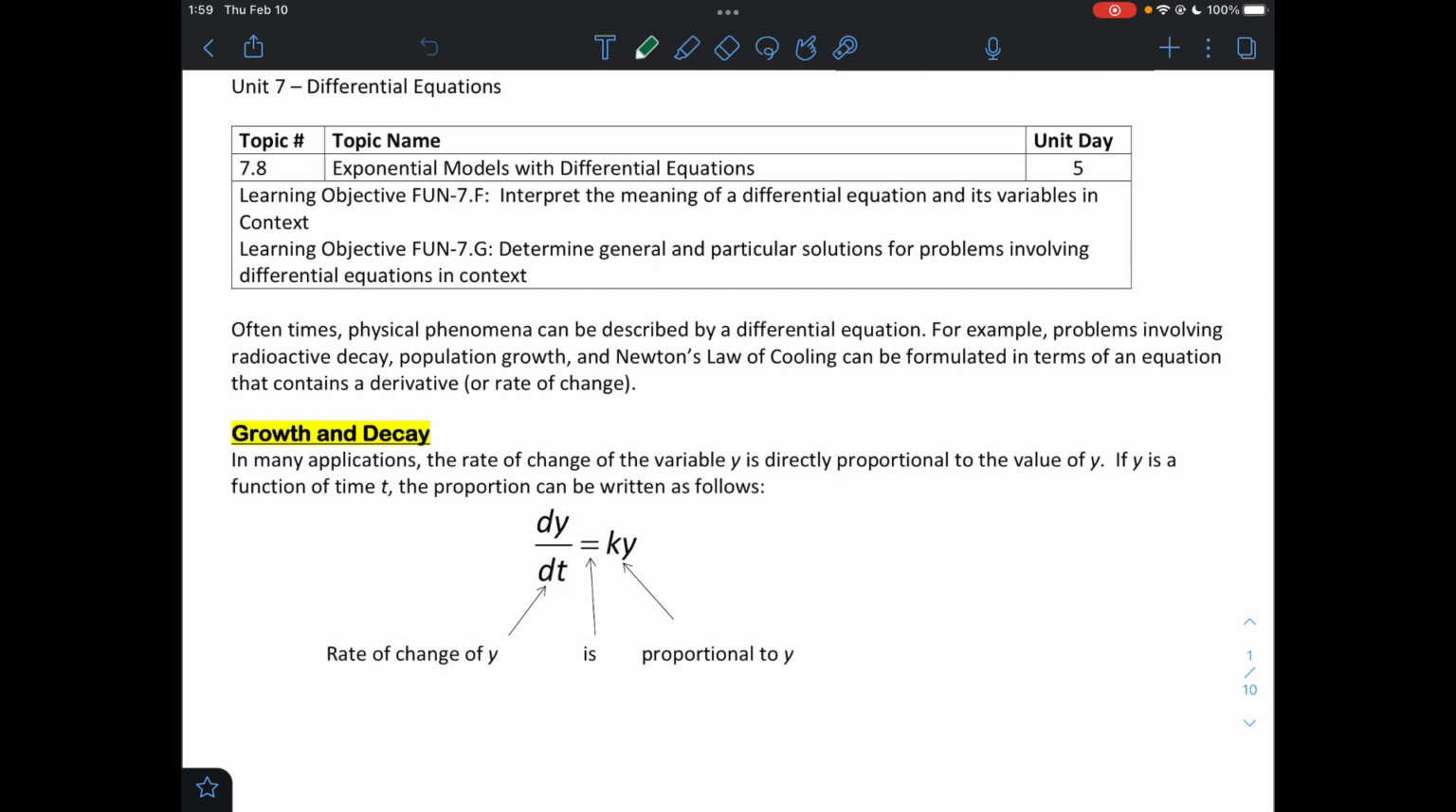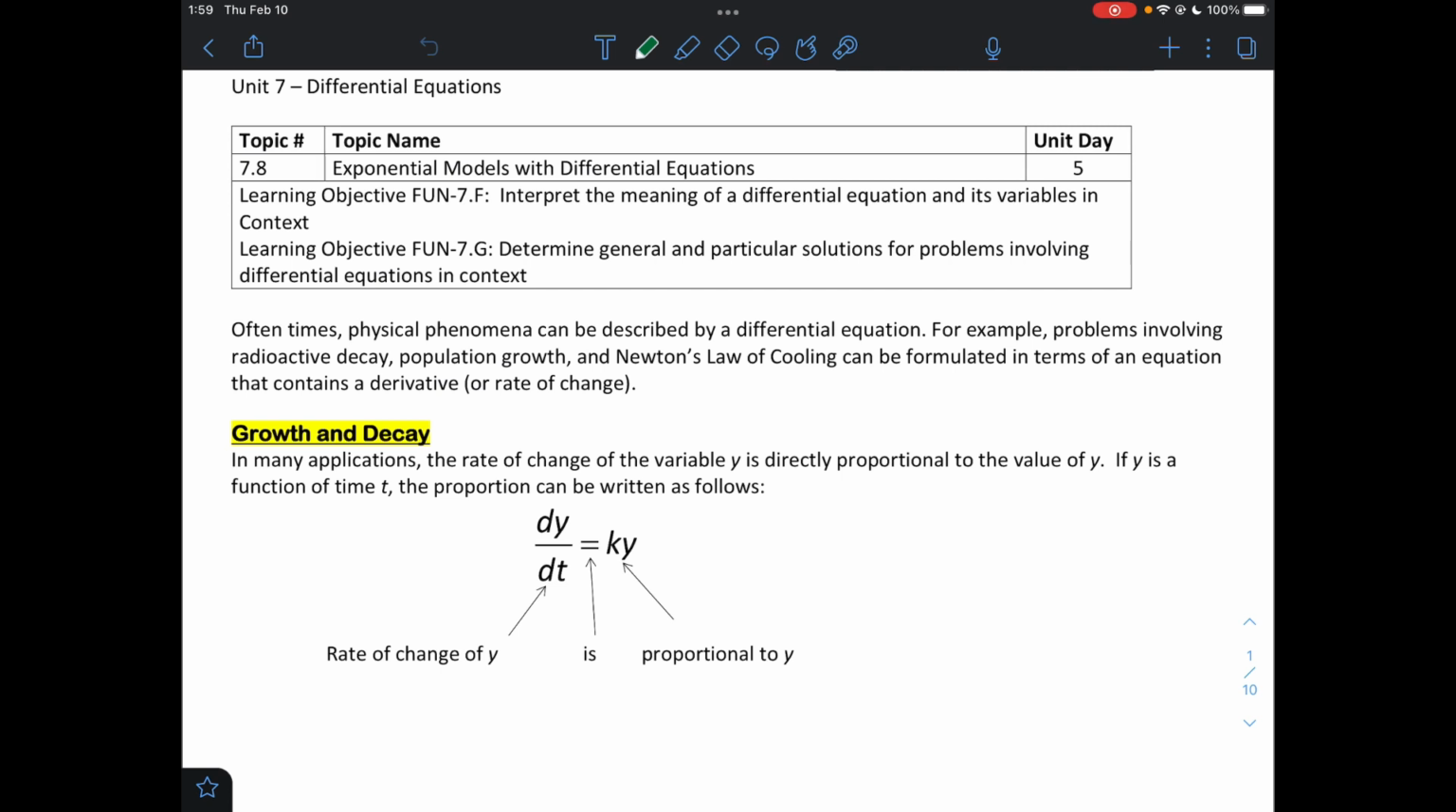So as reading here, oftentimes physical phenomena can be described by a differential equation. For example, problems involving radioactive decay, population growth, and Newton's law of cooling can be formulated in terms of an equation that contain a derivative or rate of change. Growth and decay. Let's start with that here.